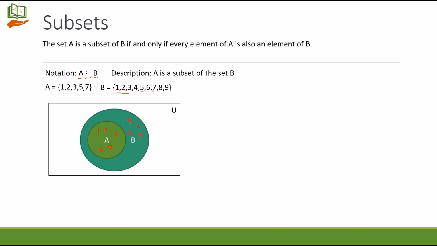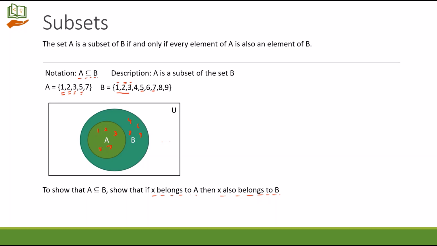These are present in B and the other numbers will be present in the universe. Overall, subset means every element of A should also be an element of B. To show that A is a subset of set B, show that if X belongs to A, then X also belongs to B. So just check: A has 1, B also has 1. A has 2, B also has 2. A has 3, B also has 3.